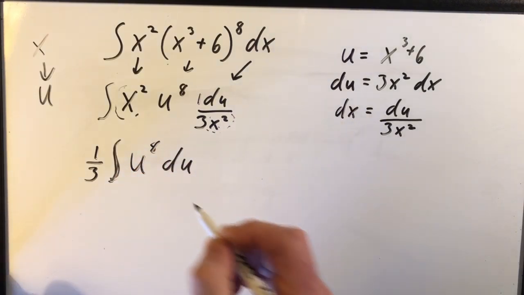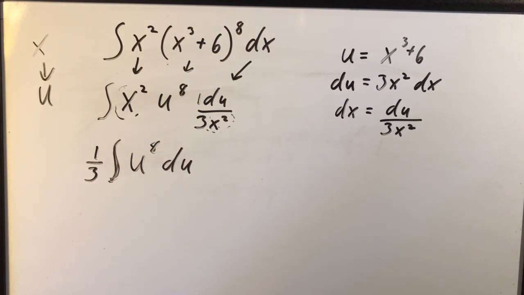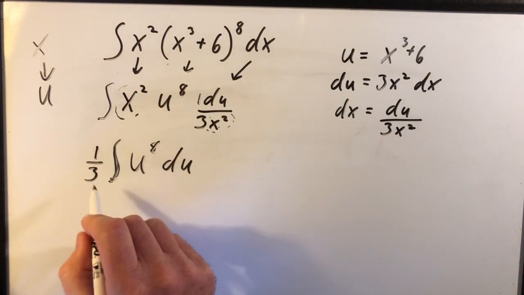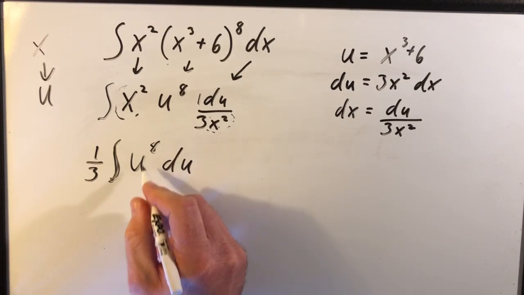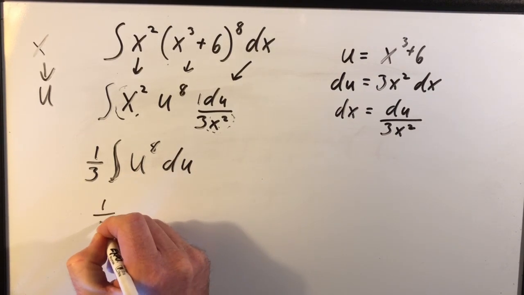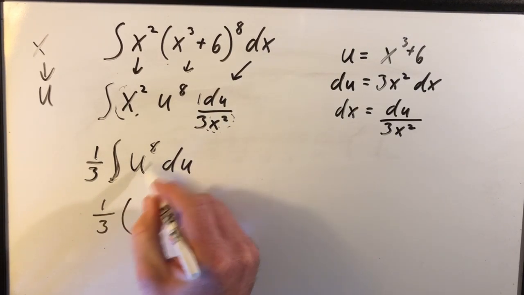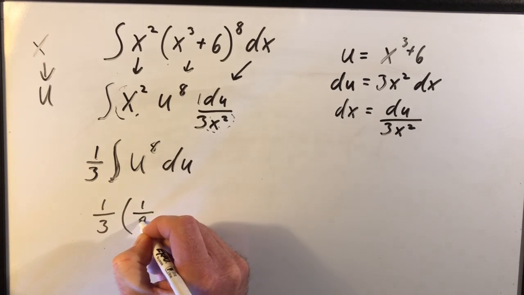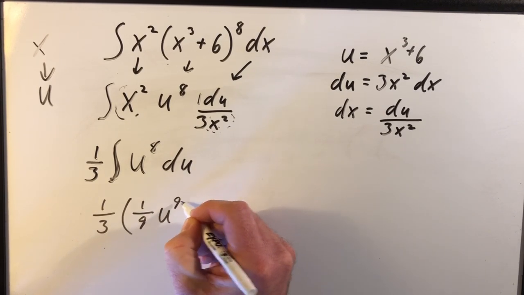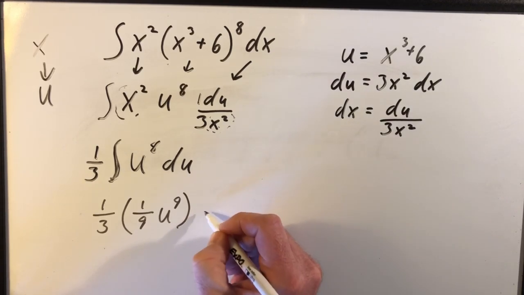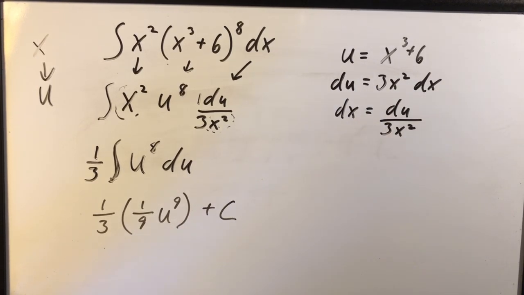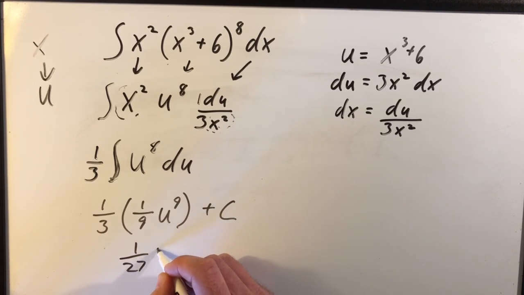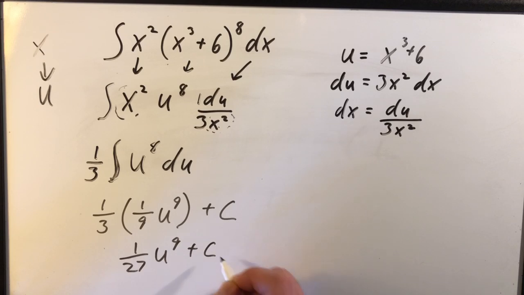So substitution rule is going from something you don't know how to do to simplifying it to something you do know how to integrate. So if you look at this now, and you say 1/3 over u to the 8th, that's easy enough. This goes to, I'm going to say the 1/3 is here, okay? And then this guy becomes 1/9 u to the 9th. And then we have the plus c. Okay? So then this guy simplifies out to 1/27 u to the 9th plus c.